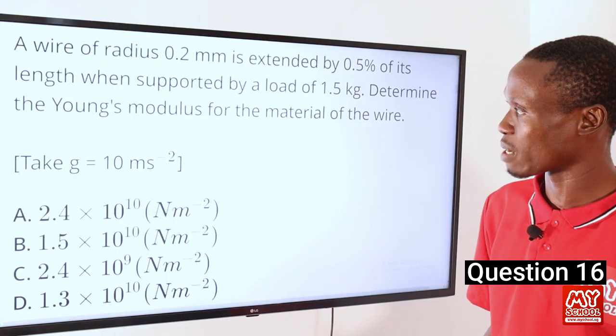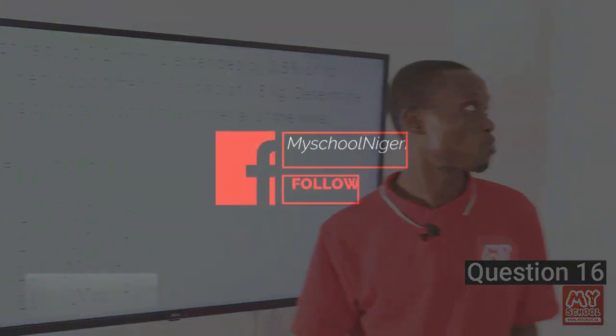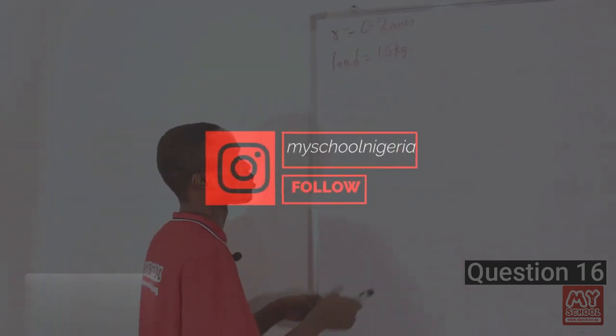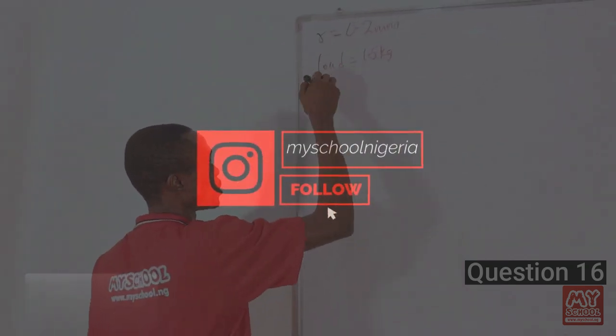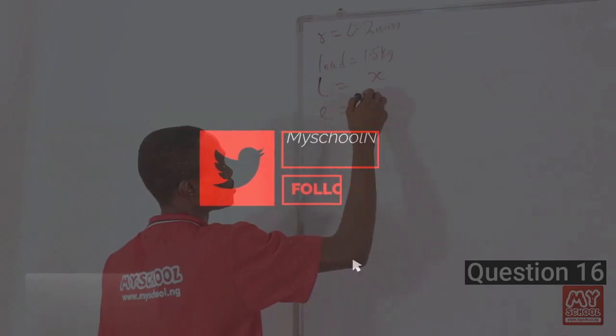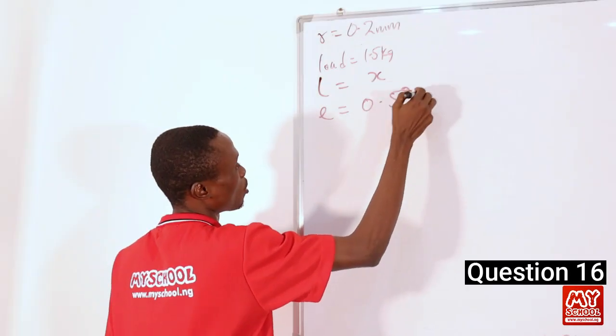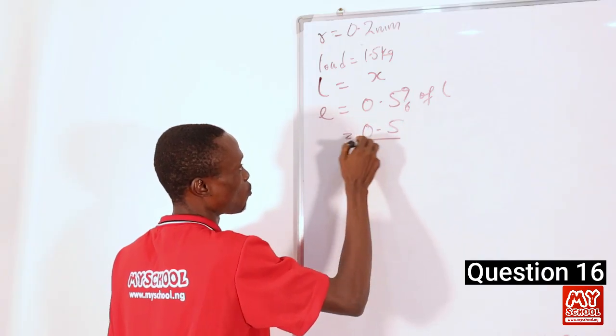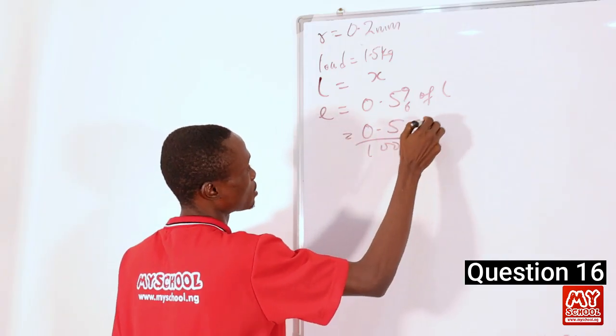Take g to be equal to 10 meters per second squared. So let's move over to the board. From the information given to us on the board, we know that the length is not given to us. So let the length be equal to x. The extension they said is 0.5% of length. So in this case, we have 0.5 over 100 times x.